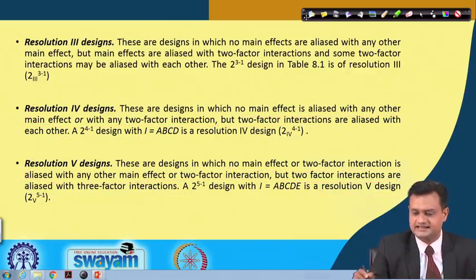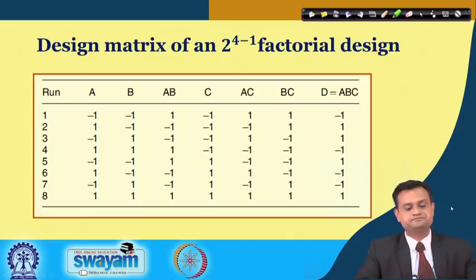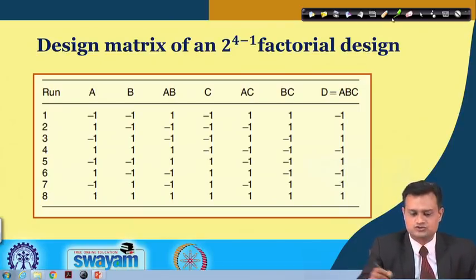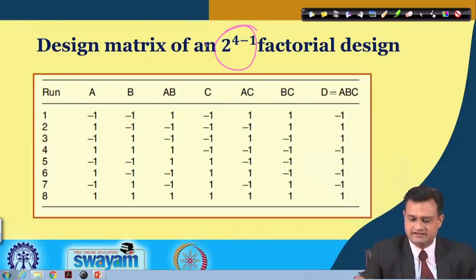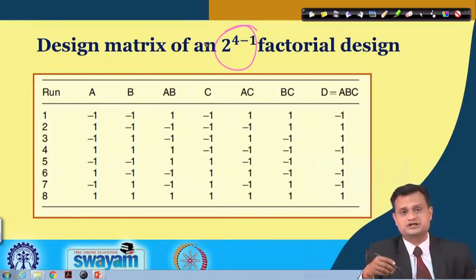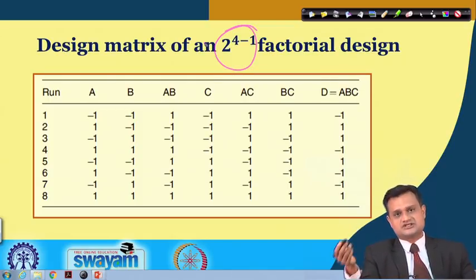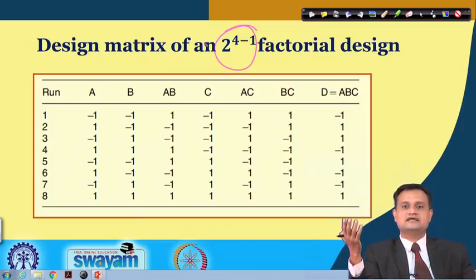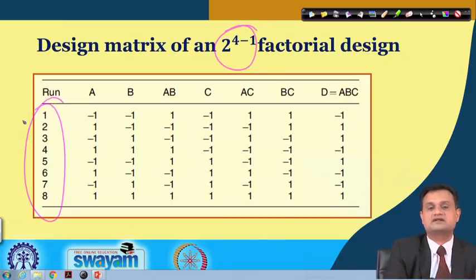So please keep in mind that there are various resolutions when you talk about fractional factorial design, and you can analyze the design matrix. Just another example, for 2 raised to 4 minus 1 fractional factorial design. If I conduct 2 raised to 4, then I have to conduct 16 runs. When I go for 2 raised to 4 minus 1, I have to conduct basically only 8 experimental runs.